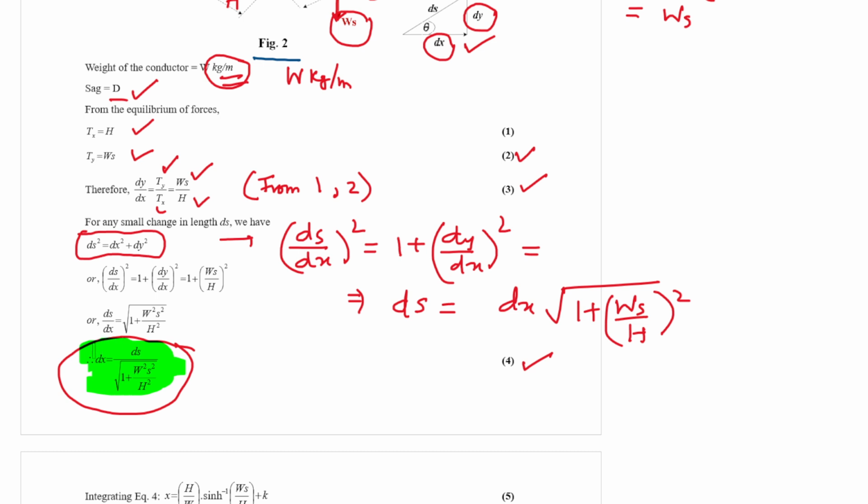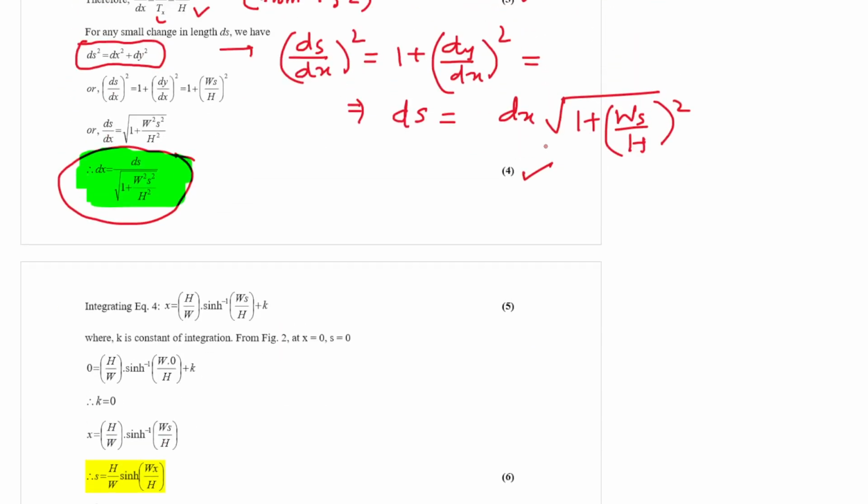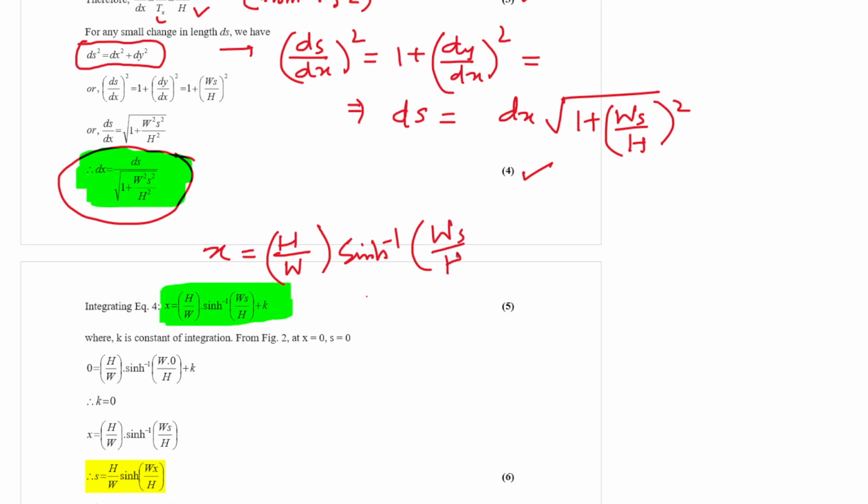So now if we conduct an integration of this equation 4, we shall get this solution. x is equal to h by w sine hyperbolic inverse of Ws by h, and we have a constant of integration, that is k, where k is a constant.